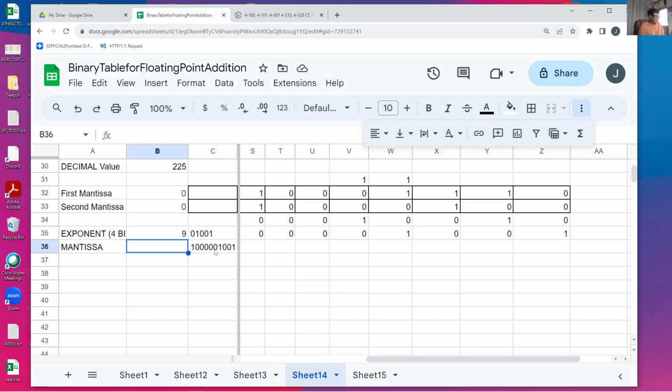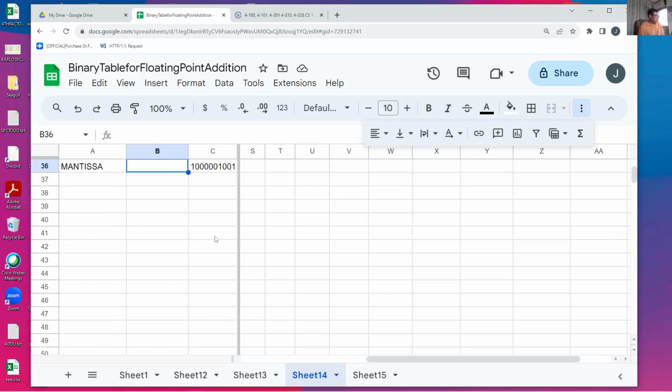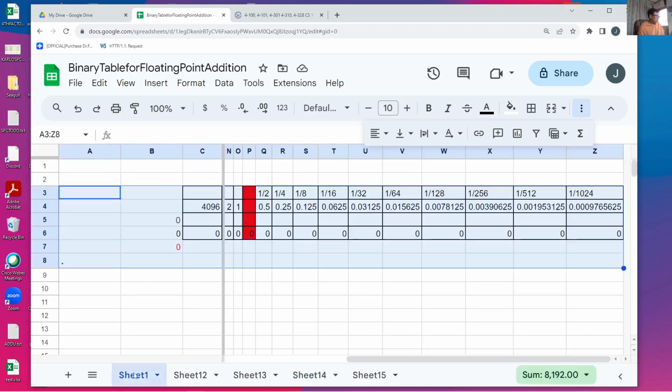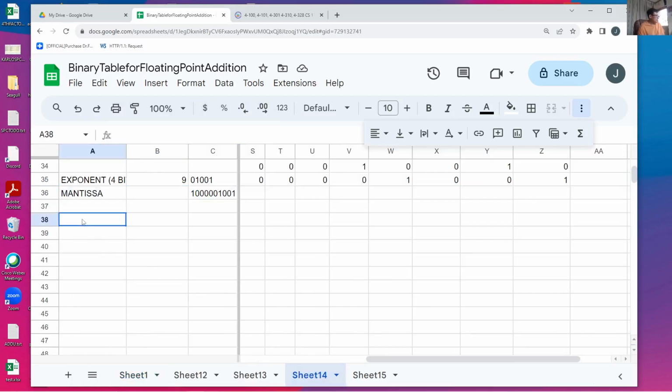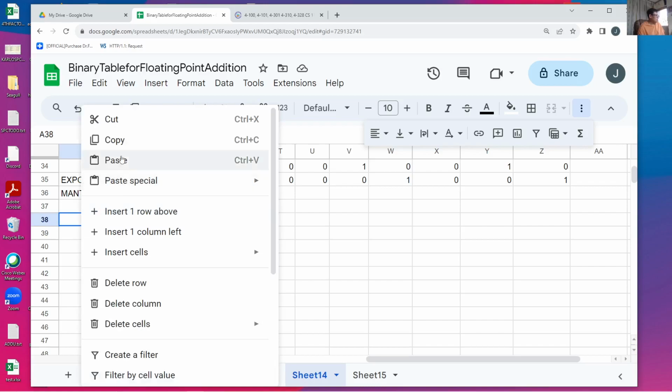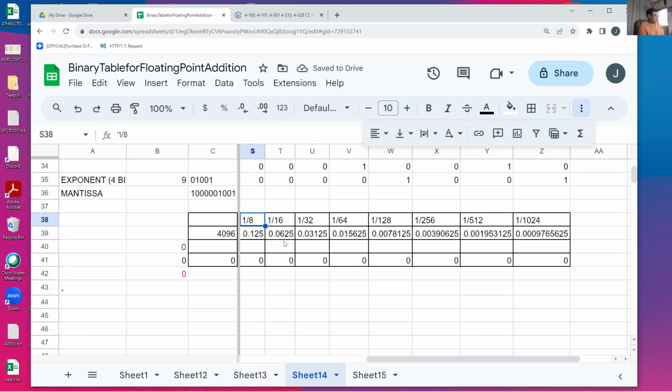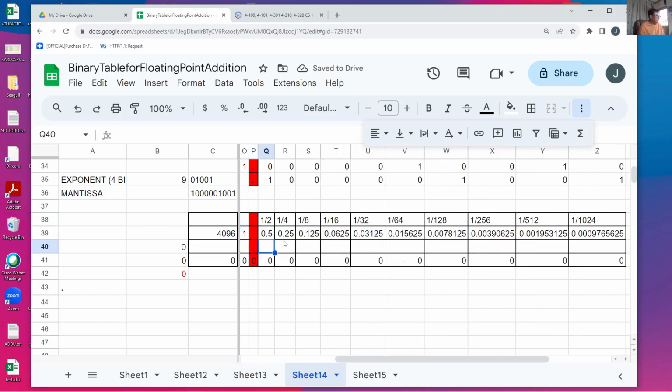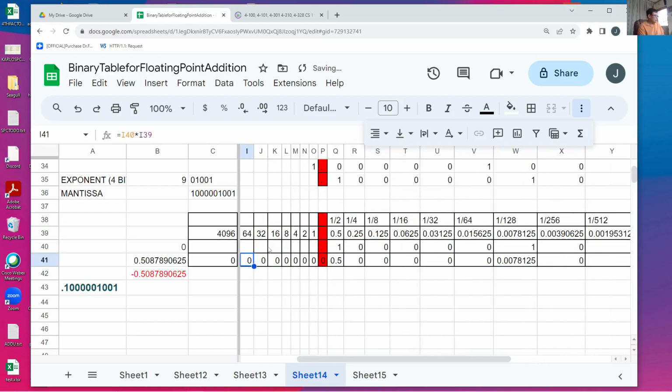Now, how can we check if this is correct? We'll plug this into our binary table again. We'll copy it from sheet 1, and then plug this in. This is our final result. So we'll just plug in the mantissa. We have how many zeros? 1, 2, 3, 4, 5. We have 1 followed by 5 zeros, 0, 0, 0, 0, 0, followed by a 1, followed by 2 zeros. So this is our new mantissa.